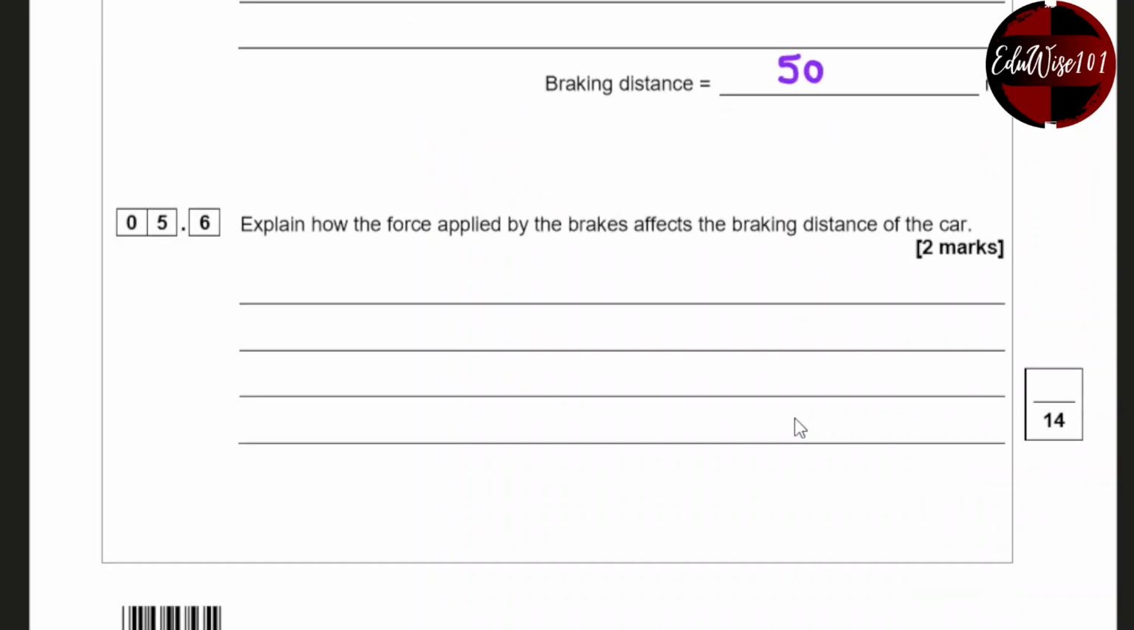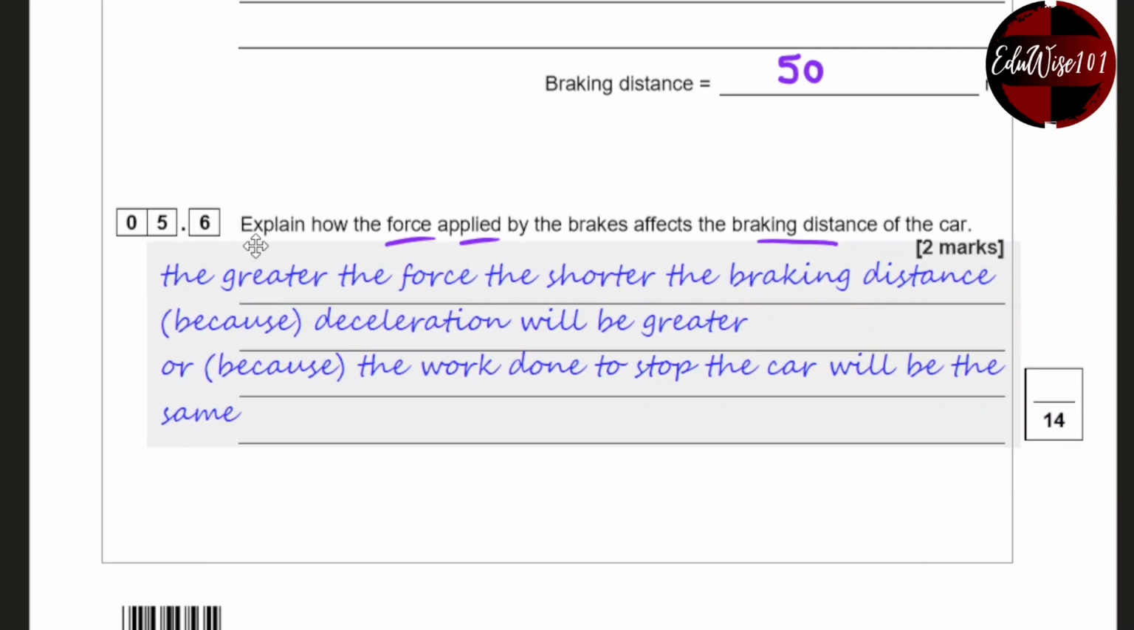Question 5.6. Explain how the force applied by the brakes affects the braking distance of the car. Now, how does the force applied affect the braking distance? Well, if you apply a bigger force, the braking distance is going to be shorter. So the whole idea of applying the brakes is actually to stop the car. So the greater the force, the shorter the braking distance, because deceleration will be greater.